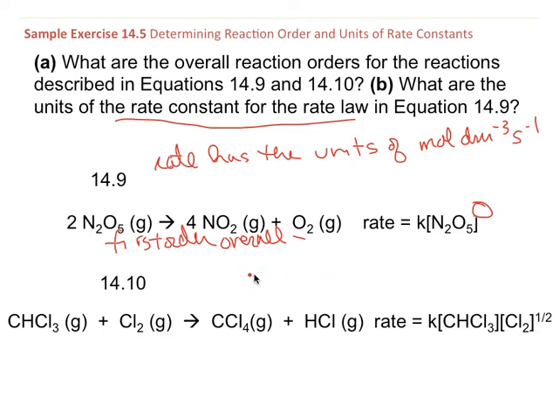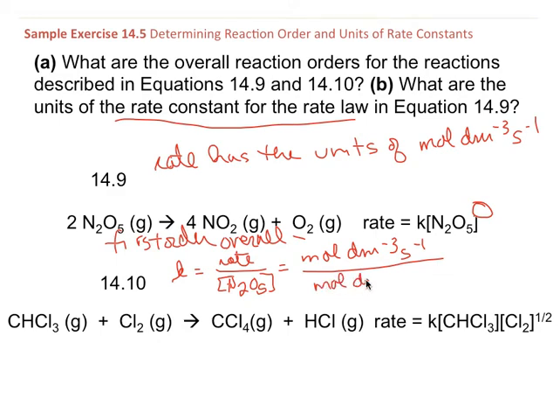If I want to find the units for K, then K is going to be the rate divided by the concentration of N2O5, dinitrogen pentoxide. I know that the units for rate are moles, decimeters -3, seconds -1. Concentration for dinitrogen pentoxide will be moles, decimeters -3. Moles cancels, decimeters -3 cancel. Units for K for a first order system are inverse seconds.